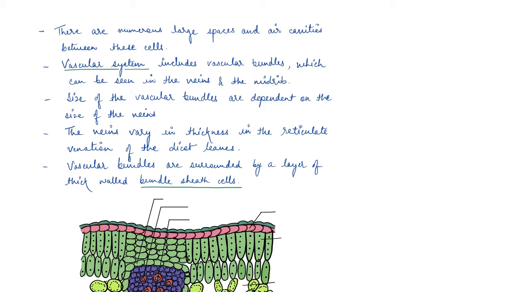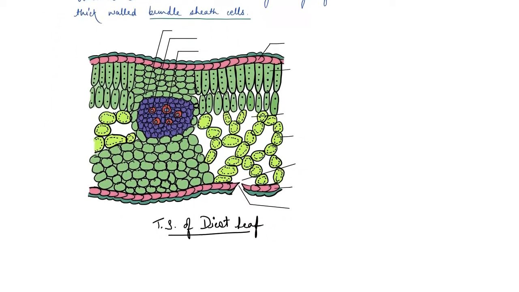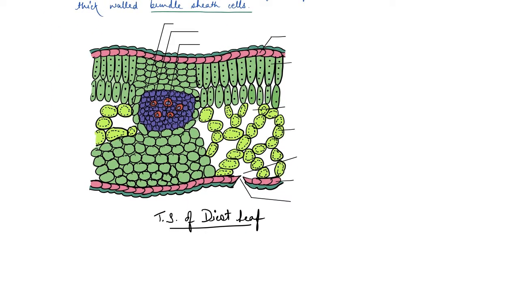So this vascular system includes vascular bundles which can be seen in veins and midrib. The size of these vascular bundles depends on the size of the veins, and these veins vary in thickness in the reticulate venation of the dicot leaf. Also, vascular bundles are surrounded by a layer of thick walled bundle sheath cells. So let's see a dicot leaf, the TS of a dicot leaf.